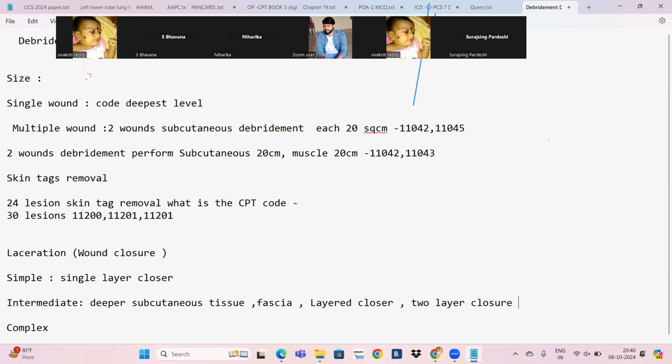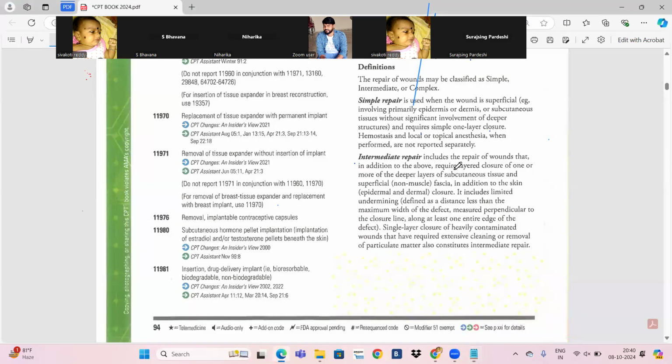2-layer closure means they will close the wound with 2 layers. Like subcutaneous tissue, first they will close, then they will close skin level. Both they will do. 2-layer closure is called intermediate. Then sometimes single layer closure also you can code as intermediate.